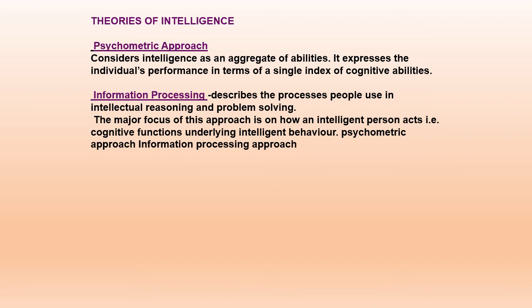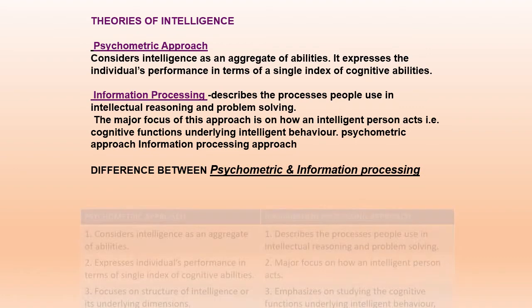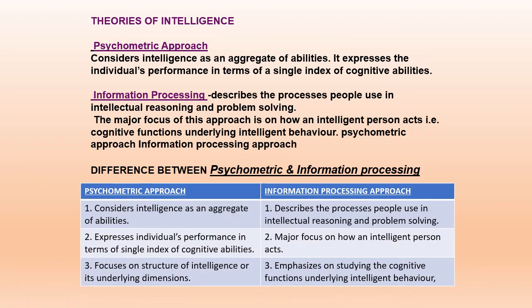Psychometric approach and information processing approach, these two are different from one another, and the differences I have given in two tables, two columns are here. This is basically something I have taken from the book and made into differences for you all. So you all can take this difference from here. There is nothing much to explain over here because I have already talked about the psychometric approach as well as the information processing approach. But if after that you have any queries or any doubts, you can ask me. Okay.